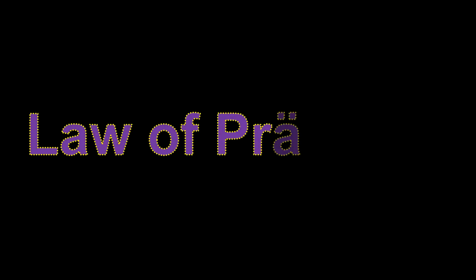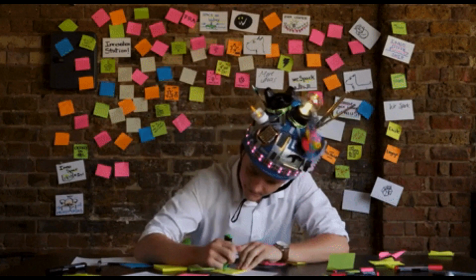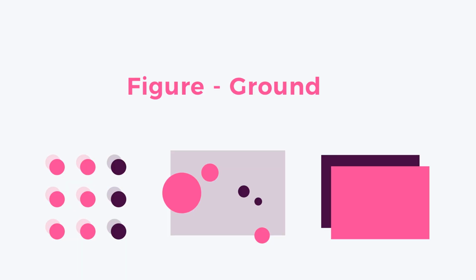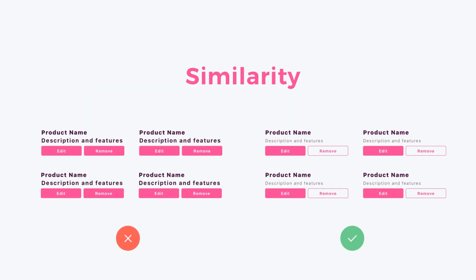Fifth design rule. Law of Prägnanz. Prägnanz is a German word that means salience, conciseness, and orderliness. The law of Prägnanz is the fundamental principle of the Gestalt laws of grouping. Gestalt laws are rules which describe how humans perceive visual elements and simplify complex images.